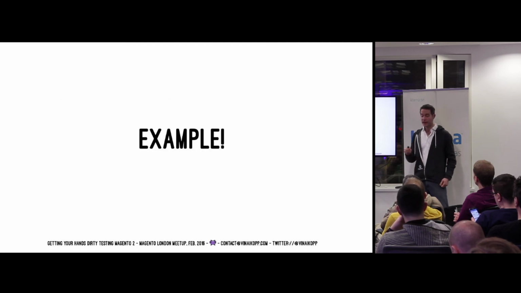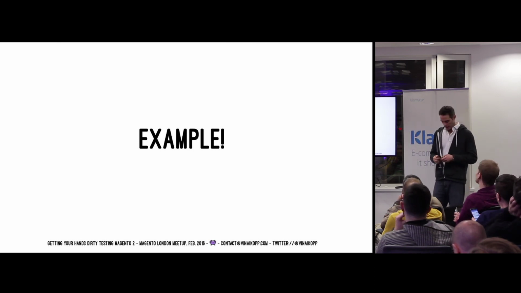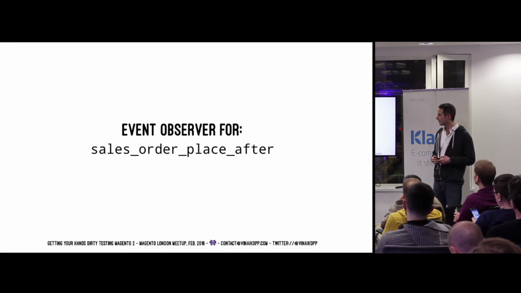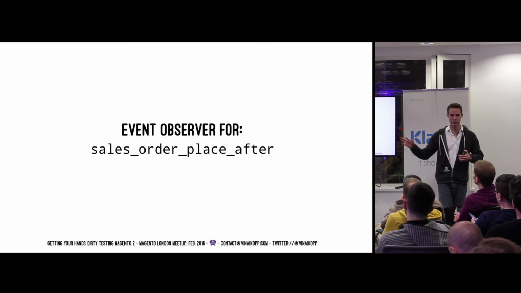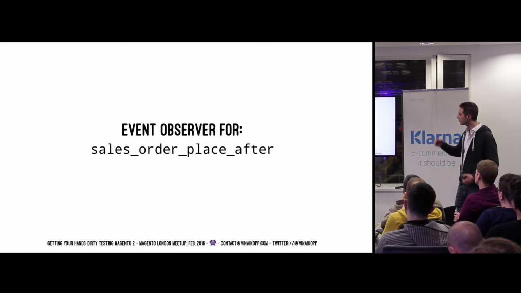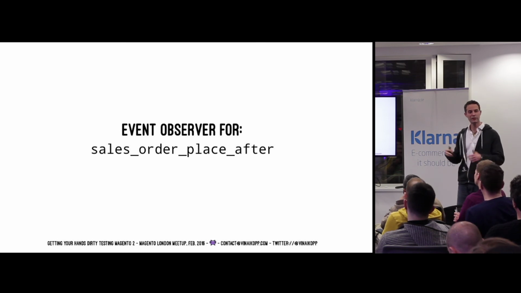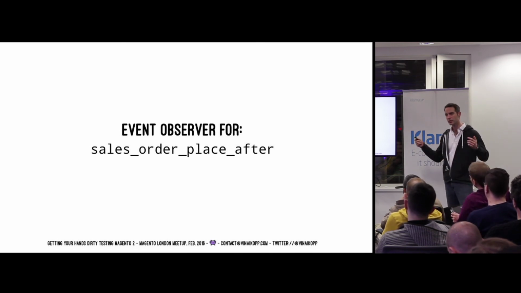Right, so that was enough of the theory. I wanted to show you a quick example here. It's code. I decided against doing live coding because I didn't know how that would work from a timing perspective. The idea that I wanted to work through, with some sample code, was an event observer for the sales order place after event. We also have that event in Magento 1, so it probably seems familiar to all the Magento 1 backend developers here.